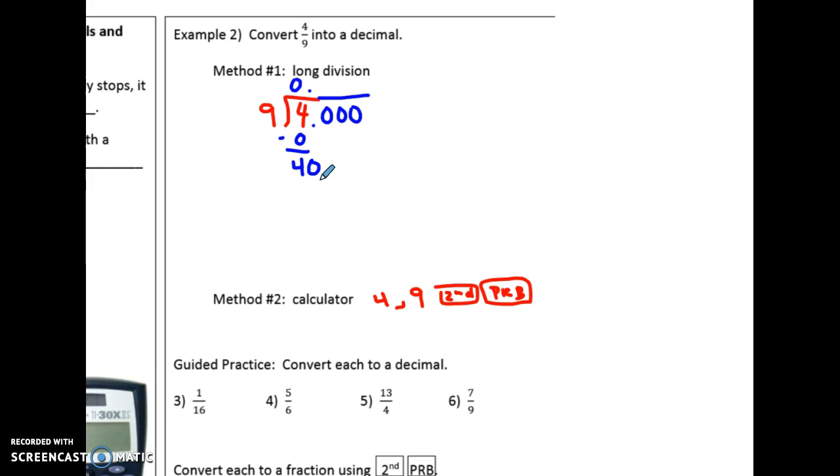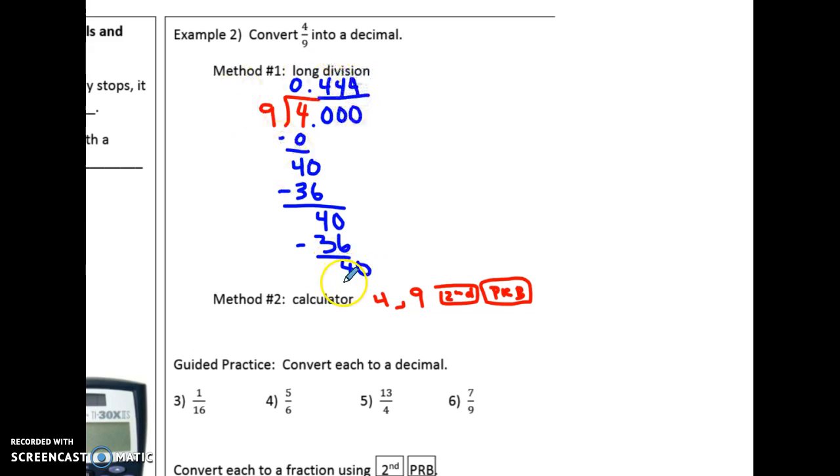Well, 9 times 5 is 45, but that puts me over, so I'm going to have to go 9 times 4, which is 36. And again, the process is to subtract and bring down the next placeholder 0. Well, 9 times 4, again, gets me as close as possible. And at this point, you should start to see some kind of a pattern.